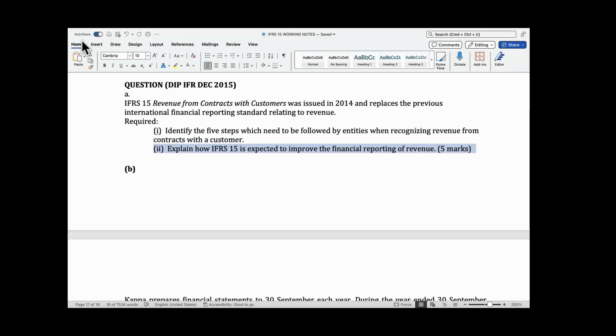Let's answer this before we move to the second one. Can anyone tell me the 5 steps in the relevant order? Let me try, sir. Okay, Ufoma, let's try. Number one, you identify the contracts. Two, you identify the performance obligation. Then the transaction price.